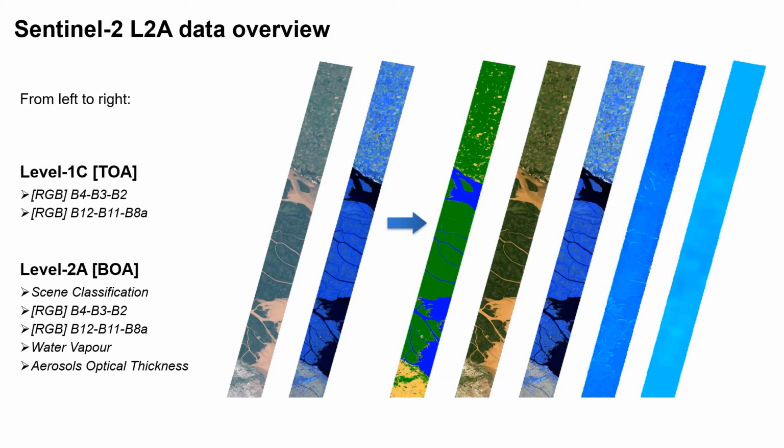Here are examples of level 1C and level 2A Sentinel-2 data. On the left you see the level 1C products, the top of atmosphere products, and on the right you have the atmospherically corrected products, level 2A. You can see on the left the RGB natural color combination for level 1C, and on the right the RGB for level 2A after the atmospheric correction. You have also, as mentioned before, the scene classification map, the water vapor map, and aerosol optical thickness map.